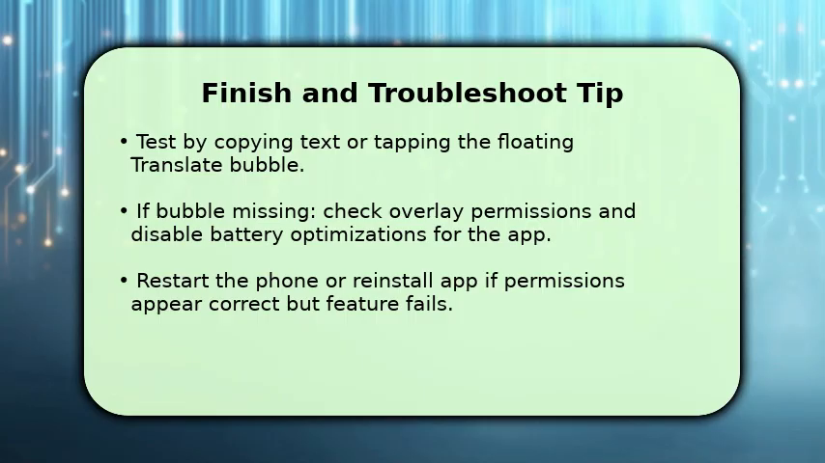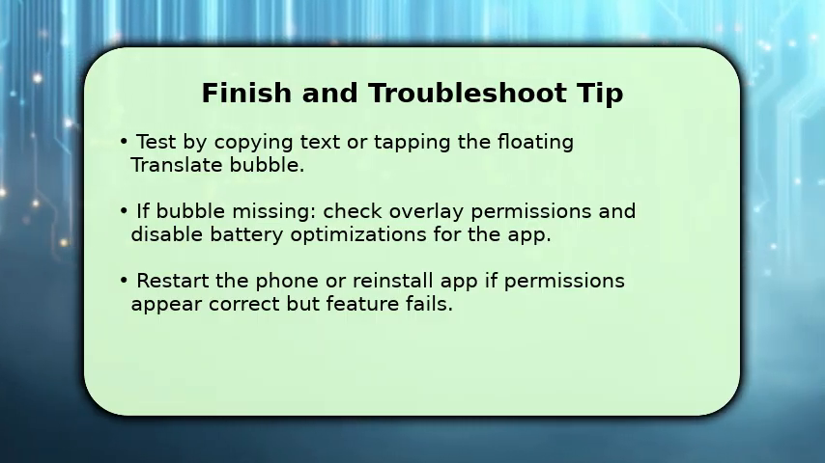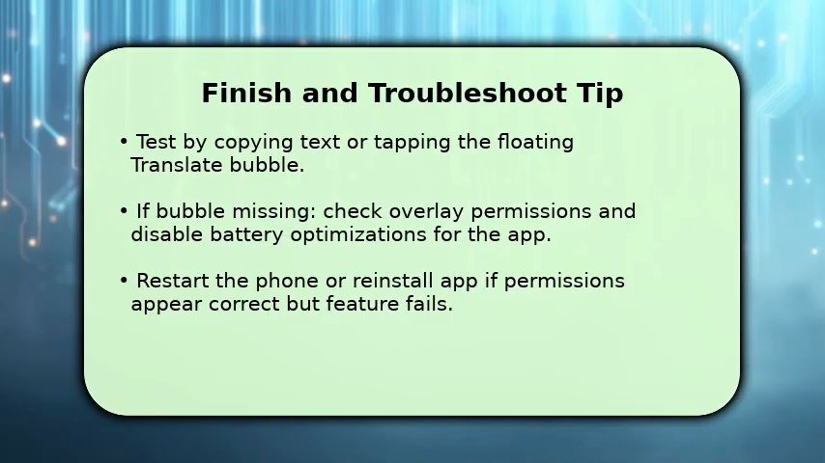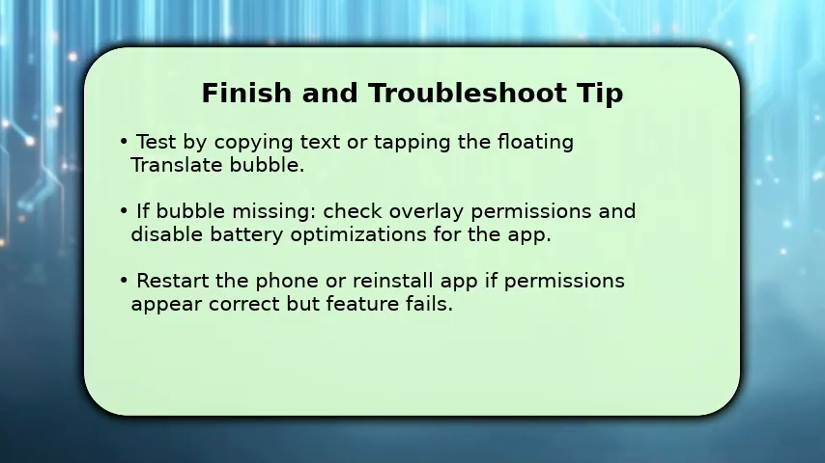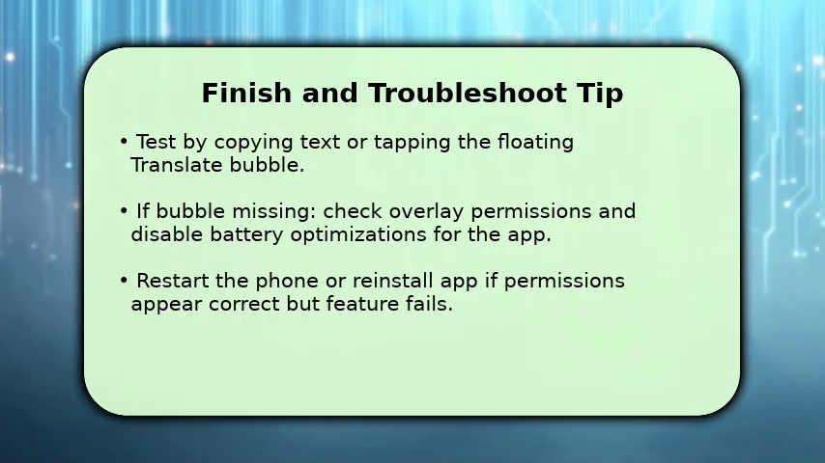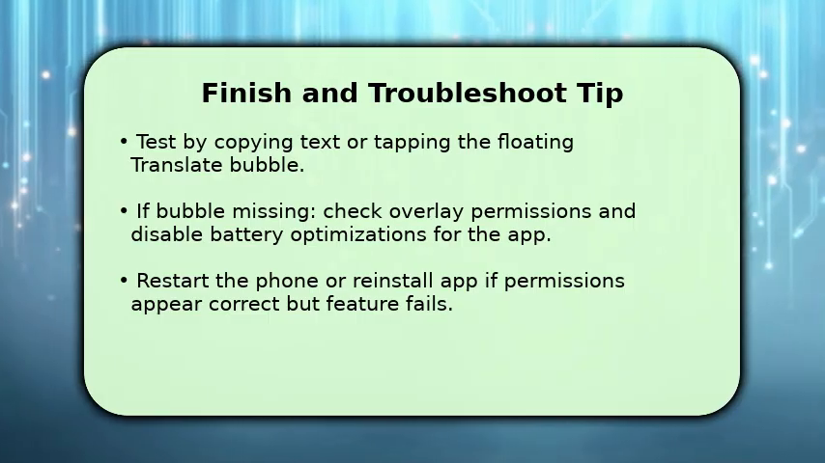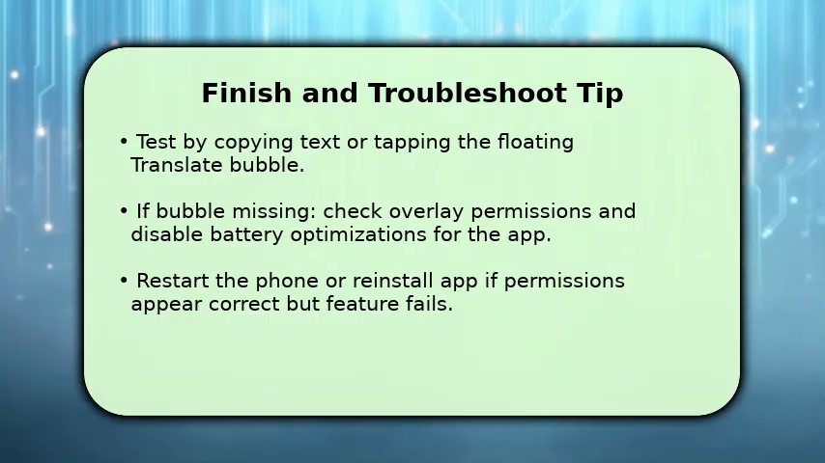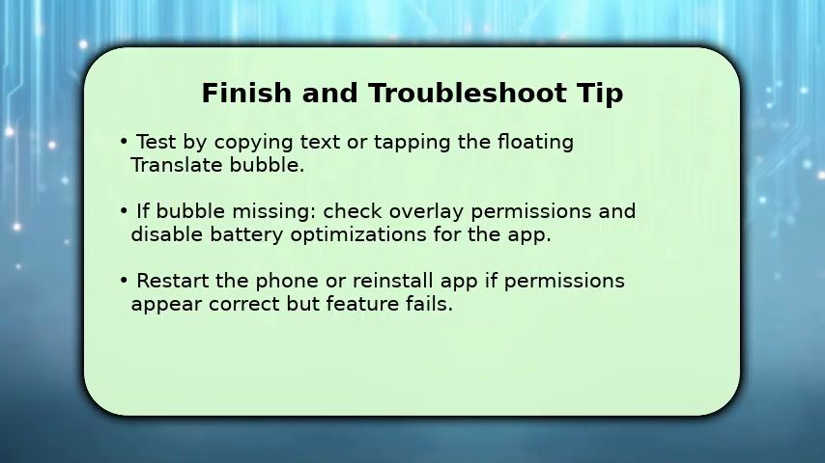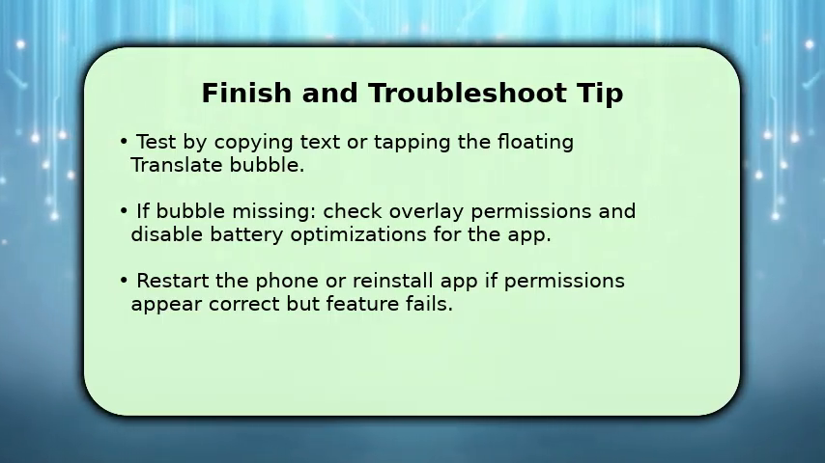If you don't see the bubble, make sure overlay permissions and notification access remain enabled. Then disable battery optimizations for Google Translate so the system won't kill the background service. If it still fails, restart your phone and, as a last resort, reinstall the app. This combination of permission checks and a restart resolves most issues and gets Tap to Translate working reliably.